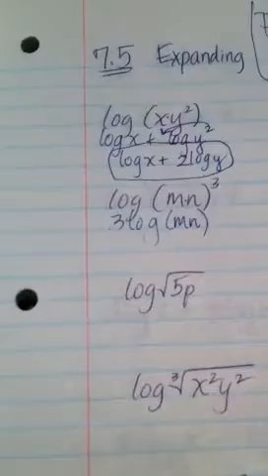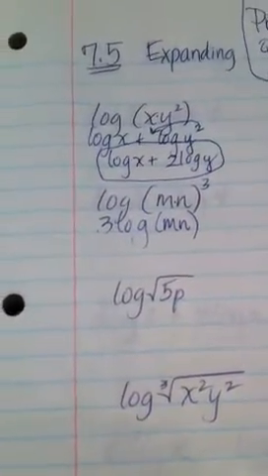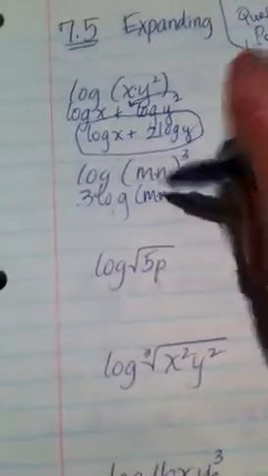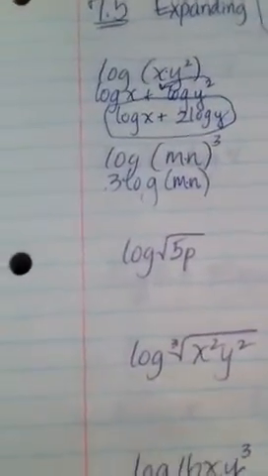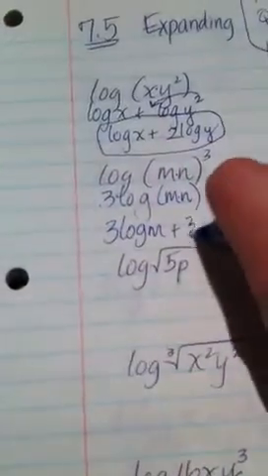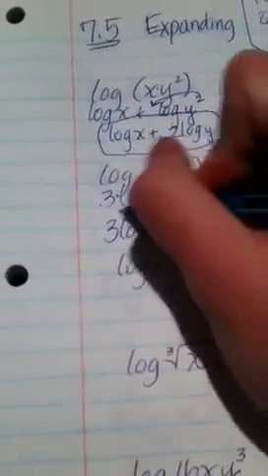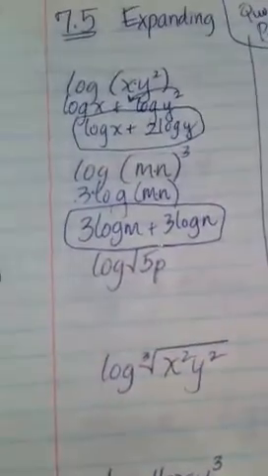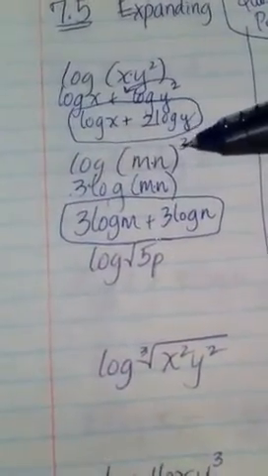You can do this 2 different ways. I'm going to go ahead and move the 3 to the front. It's kind of confusing no matter how you look at it. And then when I separate the m from the n and I add, I have 3 log m plus 3 log n, and I'm just keeping in mind that that 3 should be in front of both of them because it was on the outside up here.